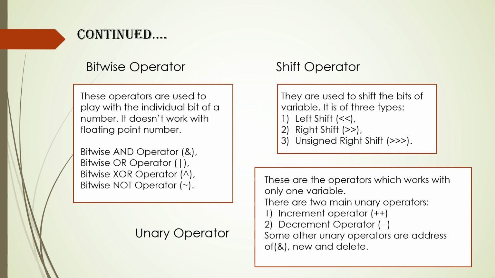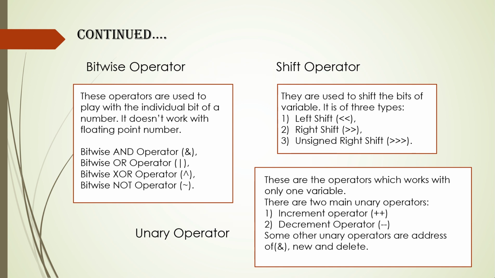There are four types of bitwise operators. Here I have mentioned them. First is bitwise AND, then bitwise OR, bitwise XOR, and bitwise NOT operator. I have mentioned the symbol of each particular operator. Please do see this.